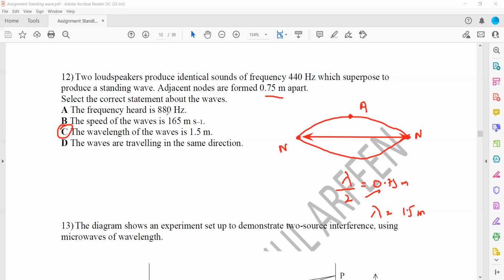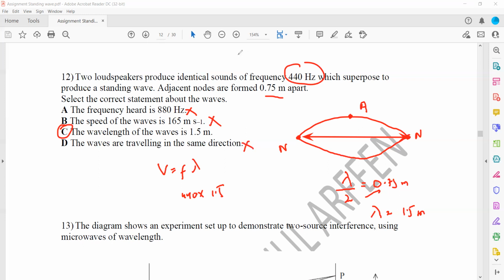Frequency heard 880, no, they already mentioned the frequency is 440, so we don't hear that. Speed, how to know the speed? Speed is frequency times the wavelength. So 440 times the wavelength 1.5 is not 165. The waves are traveling in the same direction.